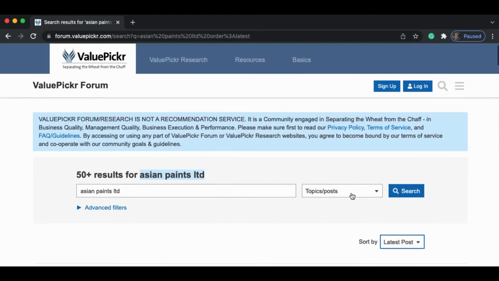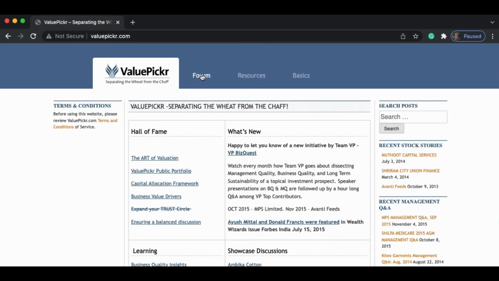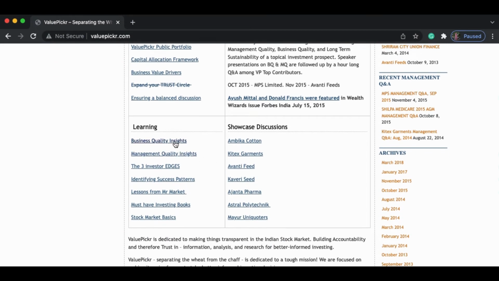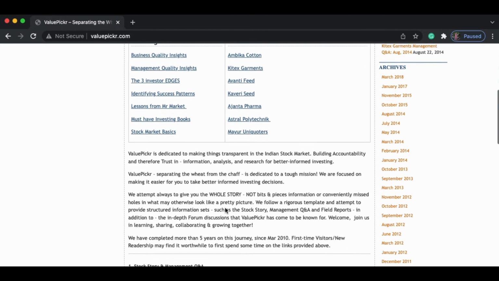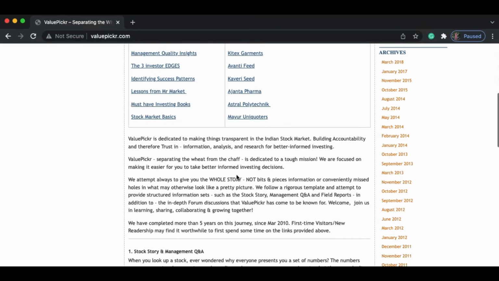Coming back to the Research tab, we can see learnings and showcase discussions of different companies by different analysts. Say Avanti Feeds, Kaveri Seeds, etc. Moving down, we can even see stock stories, stock analysis, and other data.